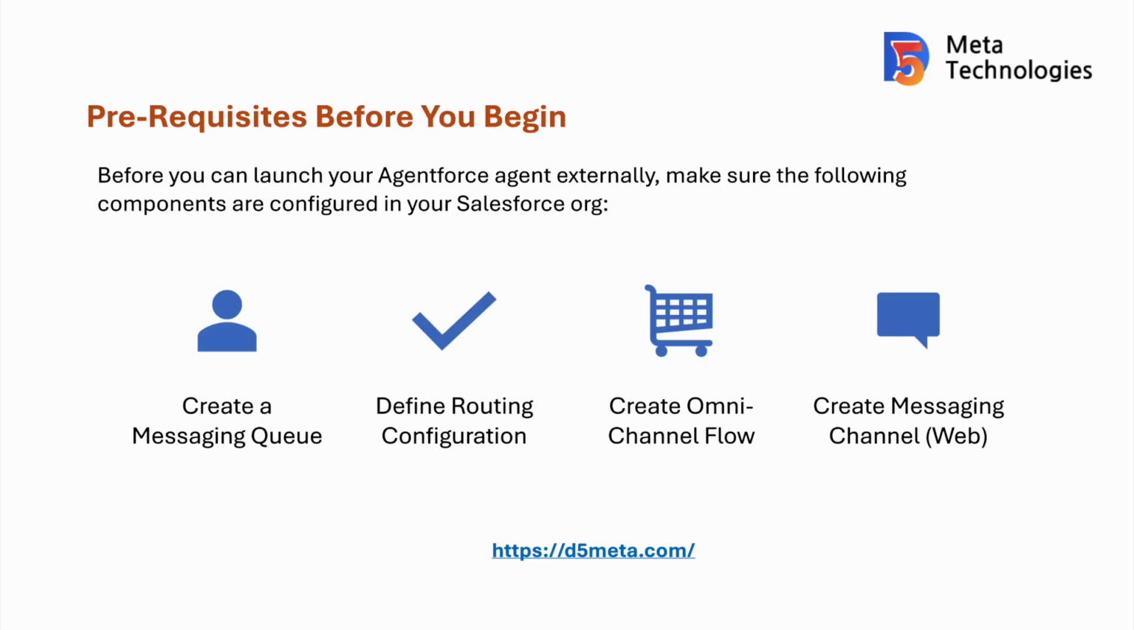Before launching your agent on any external website, here are a few essential configurations you need in your Salesforce org. Messaging queue: this is where incoming chat requests are initially placed. It helps organize and manage workload distribution across your support agents. Next, routing configuration: it determines how chats move from the queue to agents. Omni-Channel flow: this flow automates the routing process, handling conditions and logic for agent assignment. Messaging channel: this channel sets up the actual communication path between your website and Salesforce. Once all these configurations are set up, you are ready to begin the external deployment. Let's jump into the org.